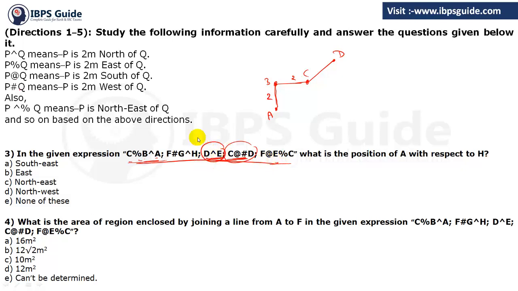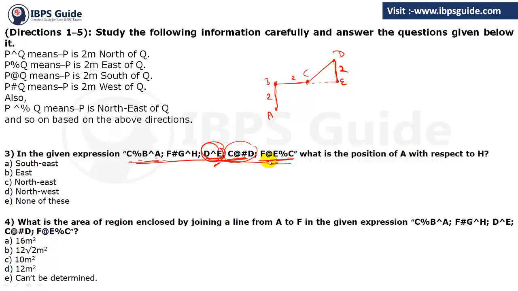D power E. Power means D is in the north of E, so E will be in the south of D. But you can't find out where it is, because in the south it can be anywhere, here or here, since we don't know the distance. But now see that E percentage C, percentage means east. So E must be in the east of C and E must be in the south of D. So it will be an intersection point here, and it will be point E, and it will be 2 meters because it is already given here.